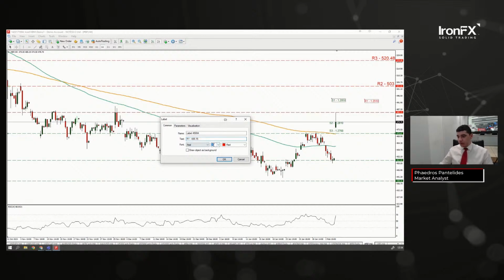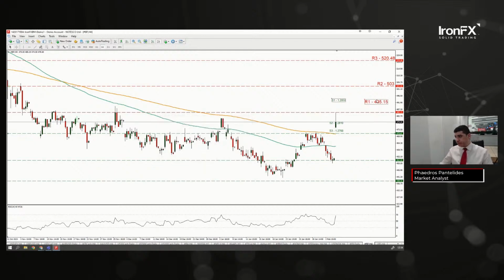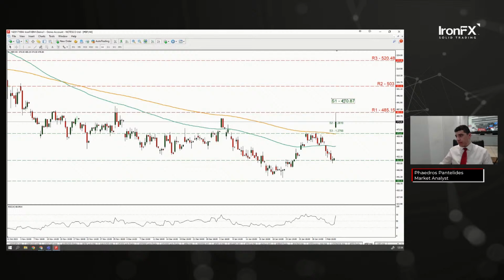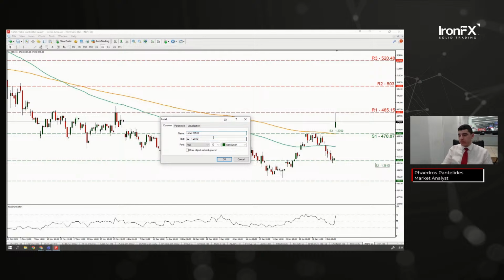$485.15 for R1. First level of support, 470.87. $452.60 for S2.